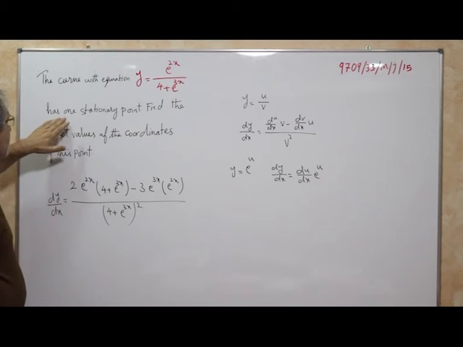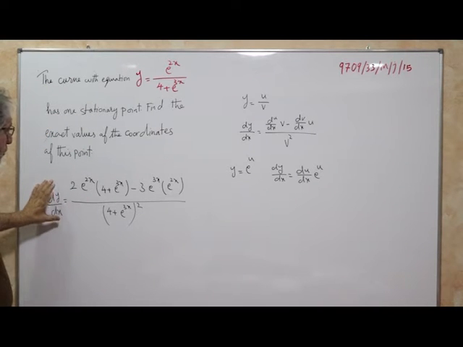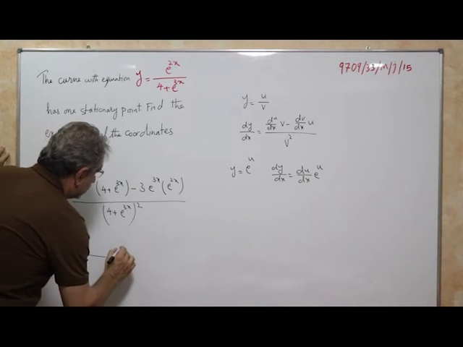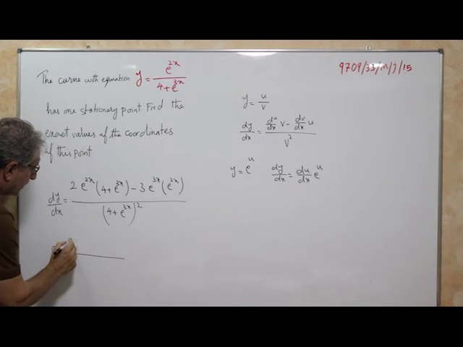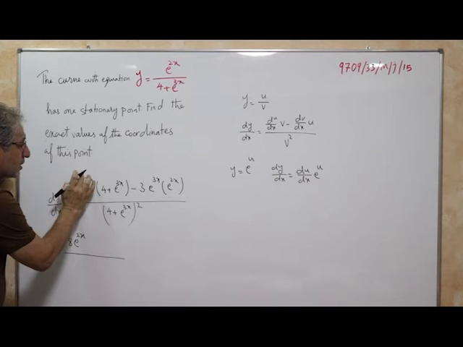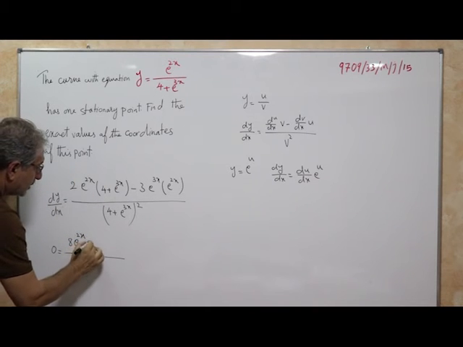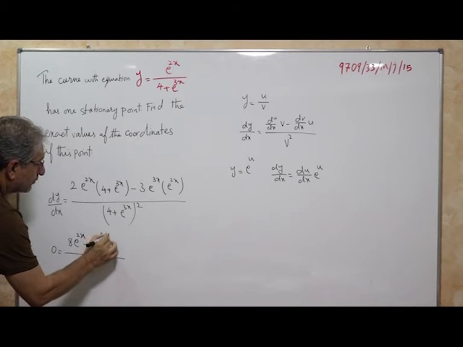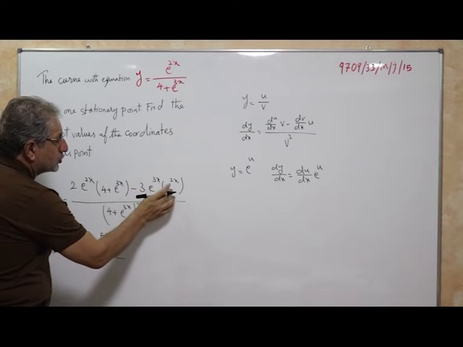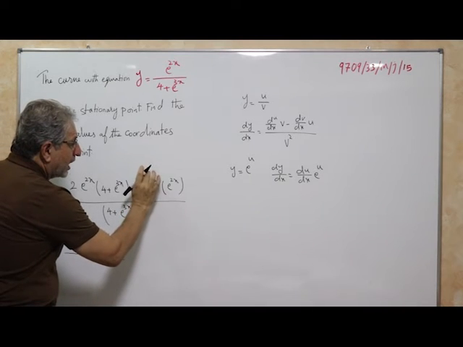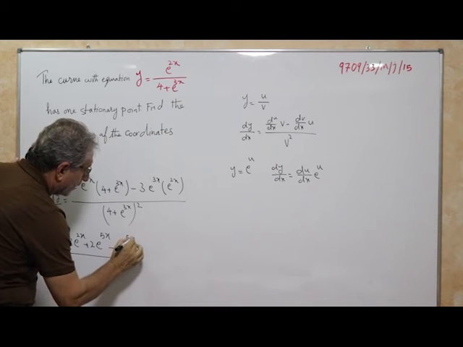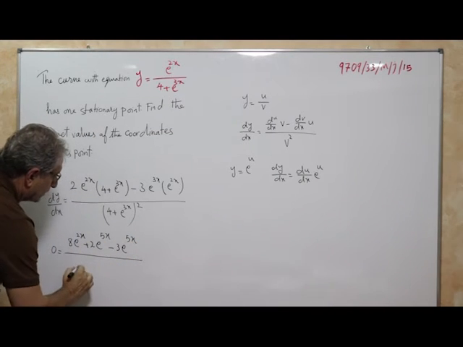We know that at the stationary point, dy by dx is 0, so I can write 0 is equal to this. Simplifying, I get 8 e to the power of 2x. If I multiply 2 e to the power of 2x by e to the power of 3x, the base is the same, so the powers should be added. Therefore, this is plus 2 e to the power of 5x, since 2x plus 3x is 5x. Now minus these two also, the base is the same. When you are multiplying, you have to add the powers, so 3x plus 2x is 5x, giving 3 e to the power of 5x, divided by the denominator squared.